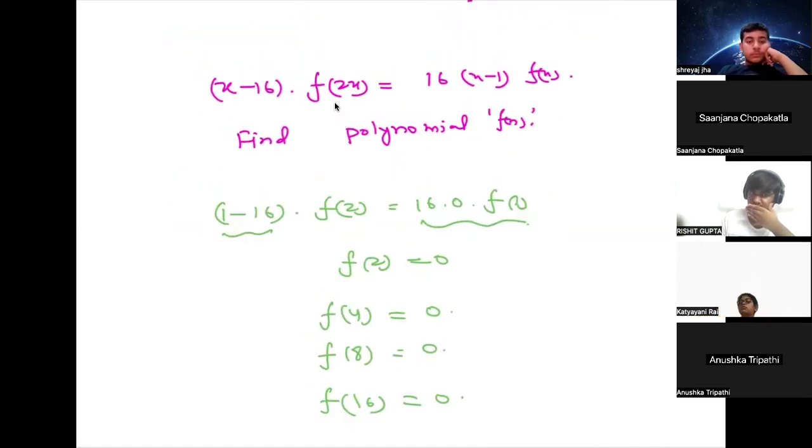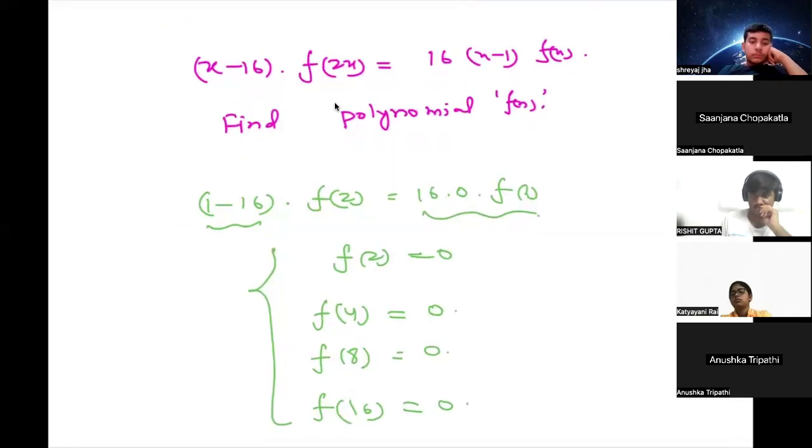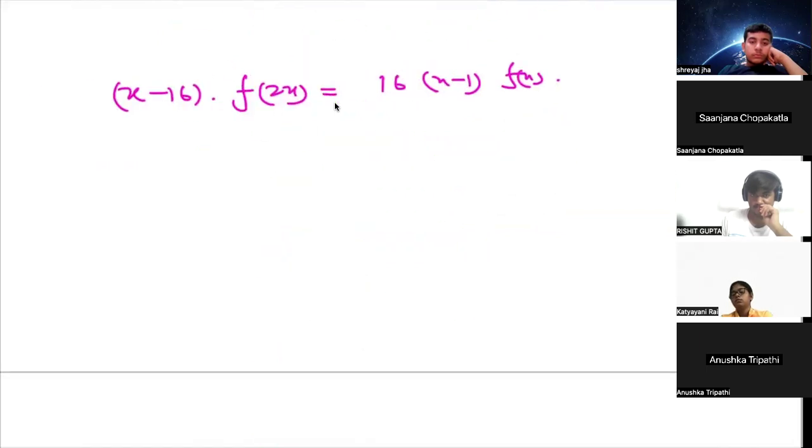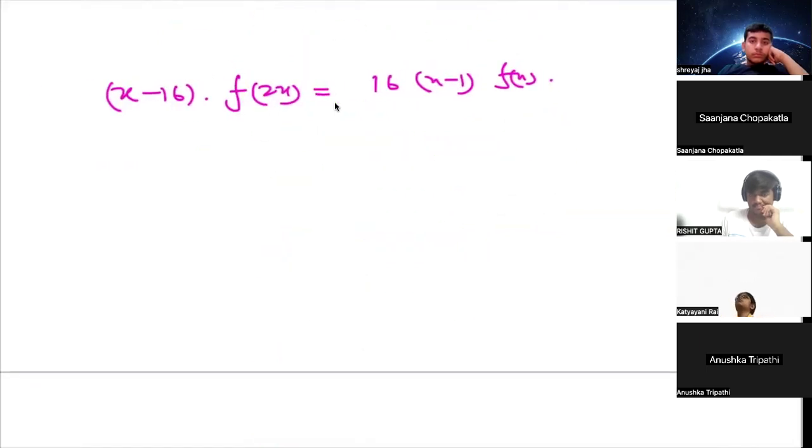But we are not sure about 32, right? Later on we'll see this. 2, 4, 8, 16, this is 0. Now, what is the degree of this polynomial that we have to find? Four. How are you getting 4, beta? Sir, because we are getting 0 at 4 points. Yes, maybe. There could be more points too, we'll see later on.